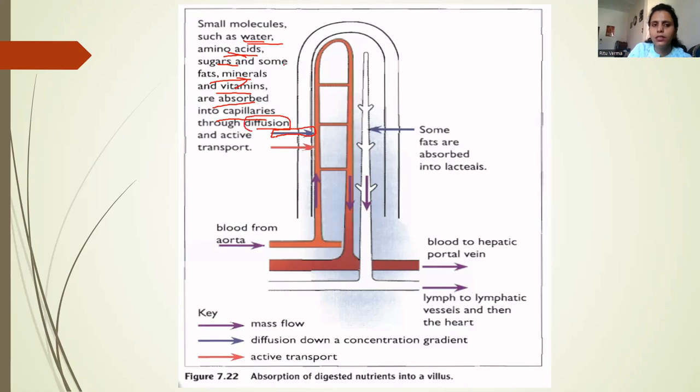Water is mainly absorbed into the blood capillaries by the process of diffusion. And when we talk about nutrients like amino acids, sugar, minerals, vitamins, and some fat, all these are absorbed by active transport. The difference between active transport and diffusion, we have already learned in unit number 3, that is movement in and out of cells, so you can refer to those videos. Understand? And here this blue arrow shows some fats are absorbed into the lacteals.